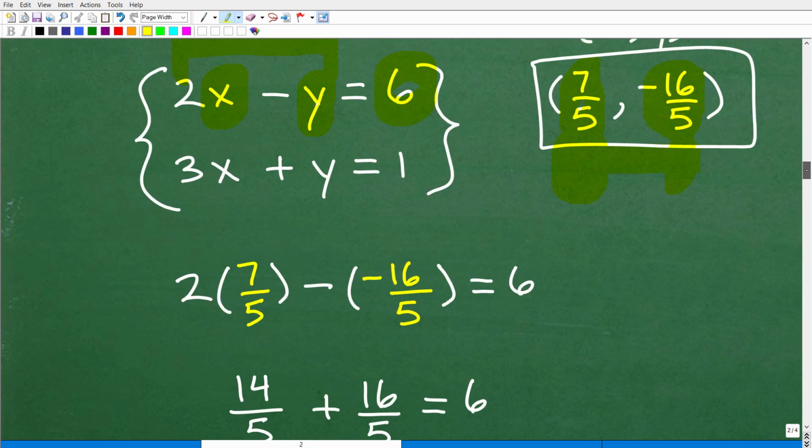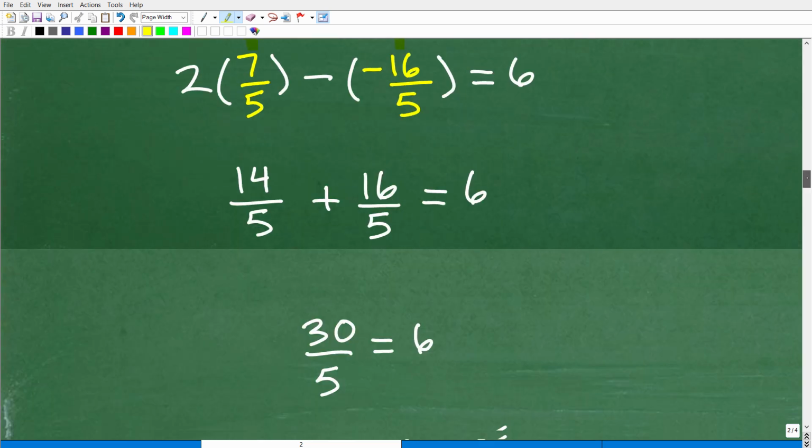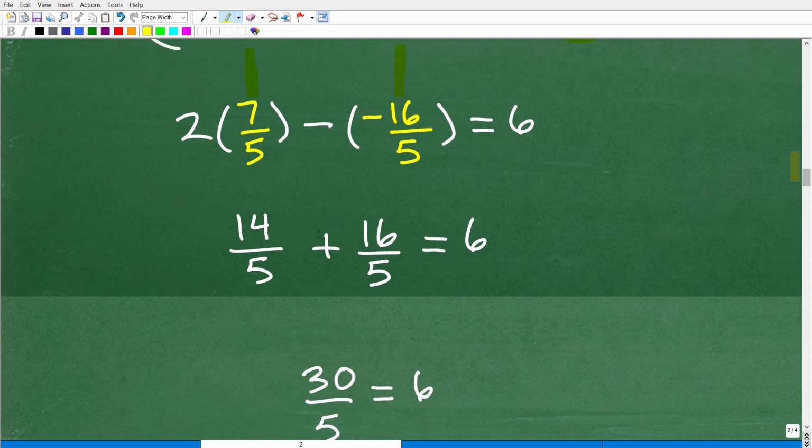All right, so 2x. x is 7 fifths, so I'm going to plug in 7 fifths for x, minus y. y, again, is negative 16 fifths, so I'm going to plug that in for y. Now let's do all that lovely arithmetic. 2 times 7 fifths is 14 fifths, minus negative 16 fifths. So this is minus and minus, that's positive 16 fifths. We have the same denominator, 5, so that's going to be 30 fifths.